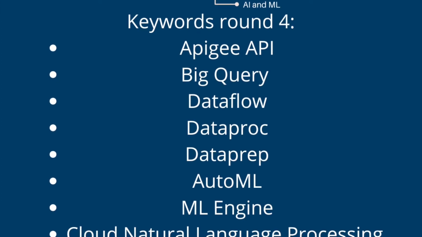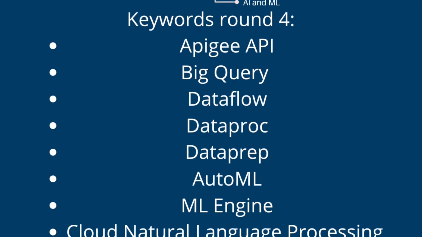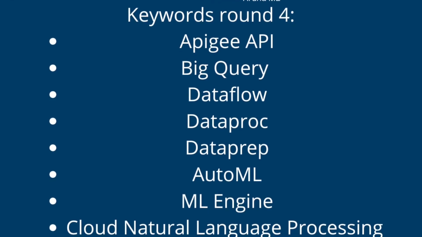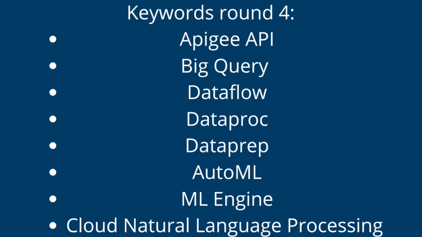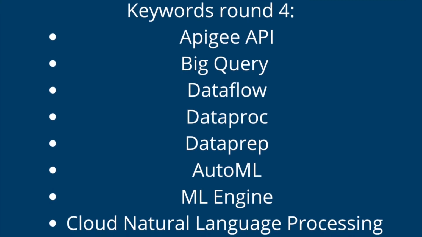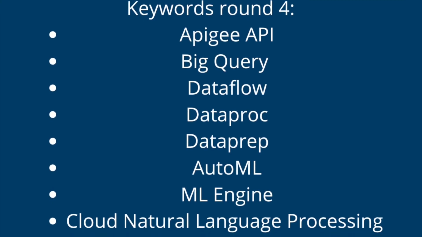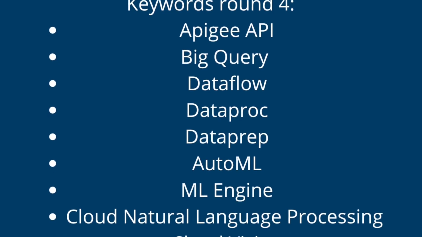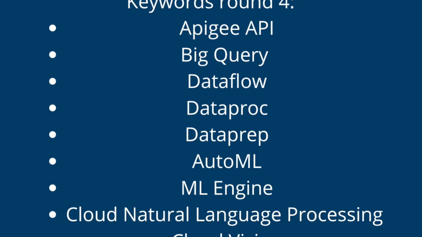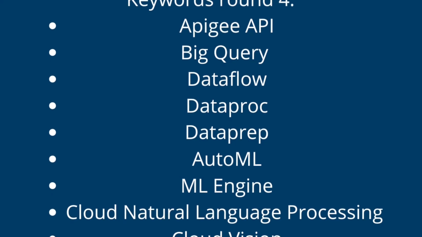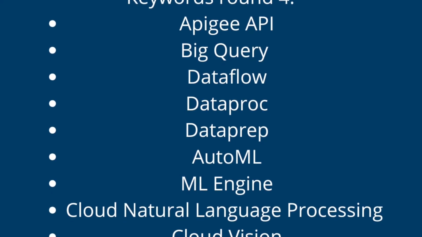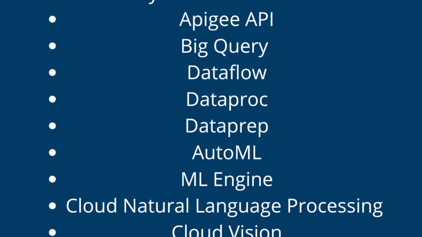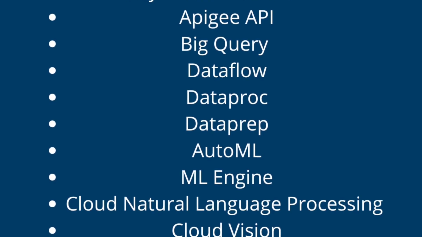Next, we have AI and machine learning keywords, which are AutoML, ML Engine, Cloud Natural Language Processing, and Cloud Vision. AutoML is auto machine learning. This is for beginners in machine learning and is really helpful for teams that don't have experience in machine learning yet. Machine Learning Engine is kind of a more experienced platform than AutoML. A service instead of platform.